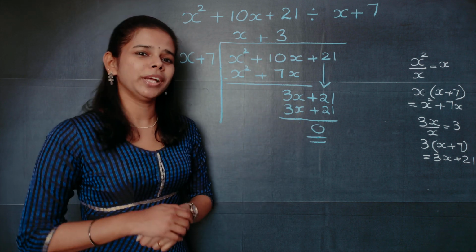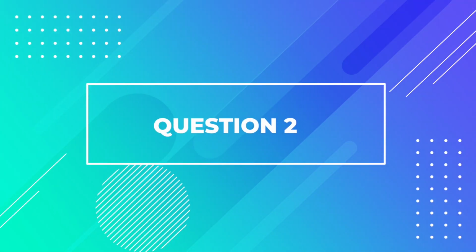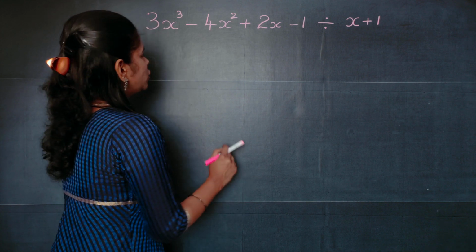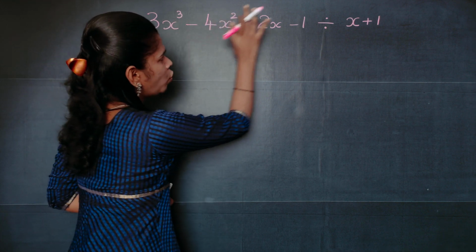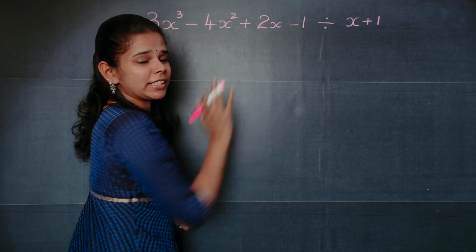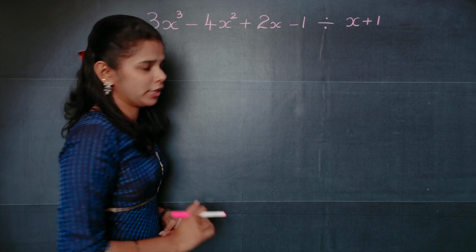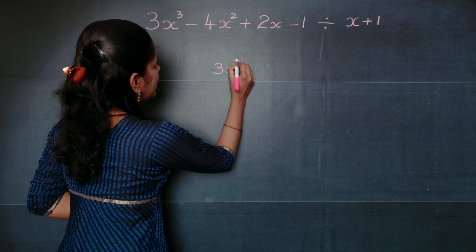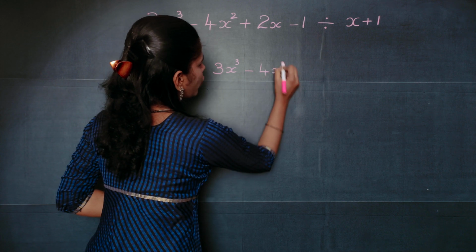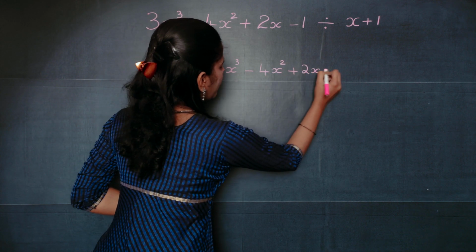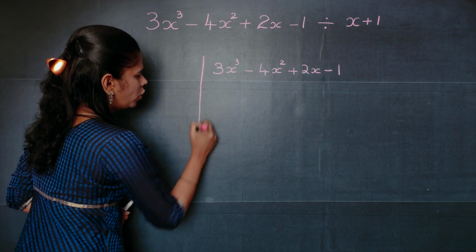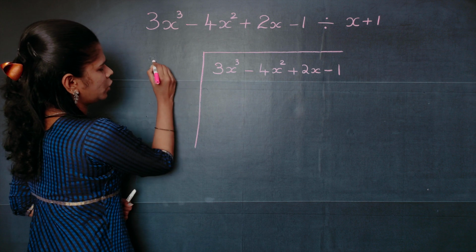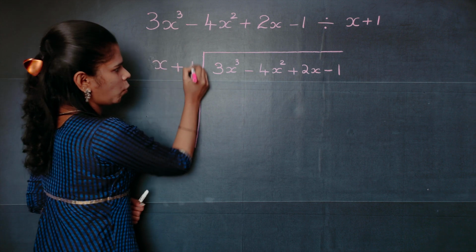Now let's move on to the next question. In this question, the first step is you need to check whether the powers are in decreasing order. So here you can see 3, 2, 1, and then here you have x raised to 0. So they are in decreasing order. Now you should write them in the division form. So here you will write 3x cube minus 4x square plus 2x minus 1, the long division symbol, and then here you have x plus 1.